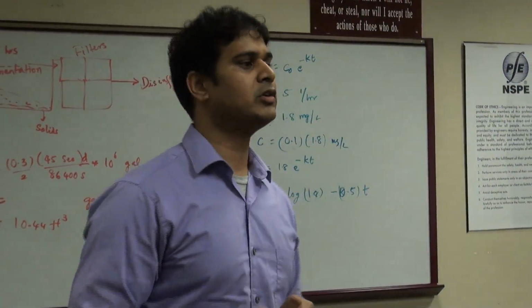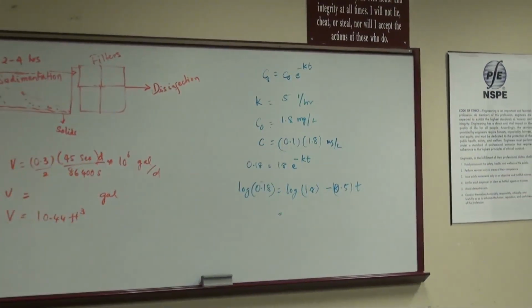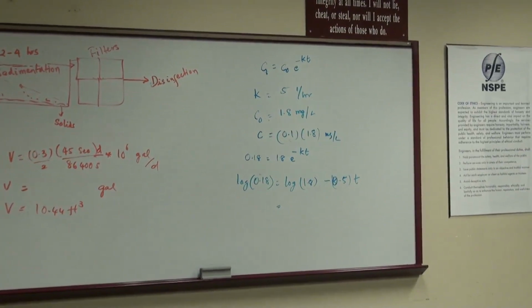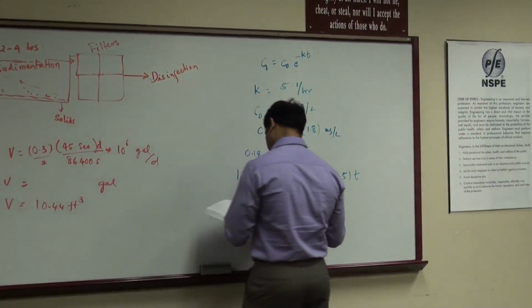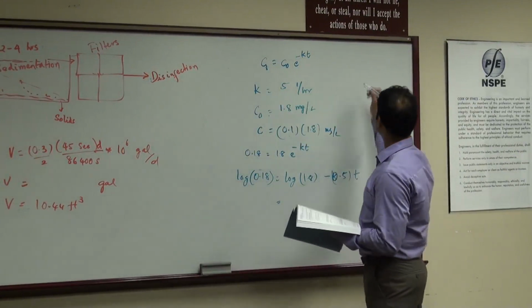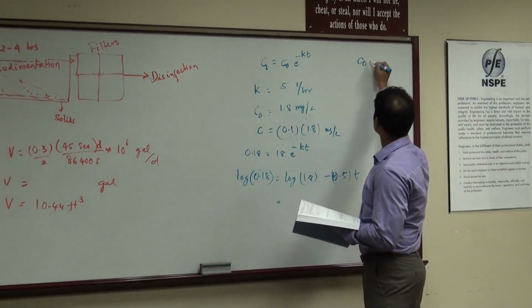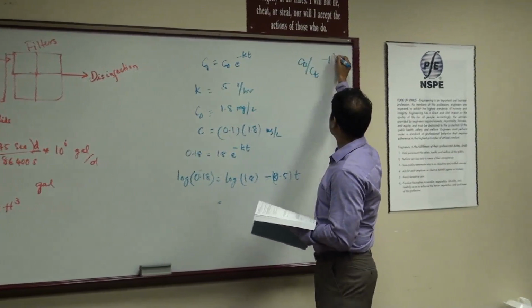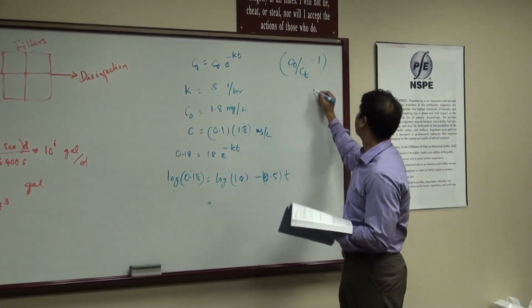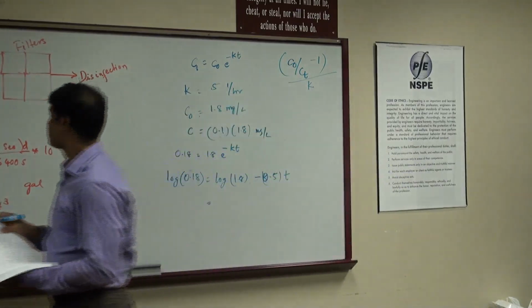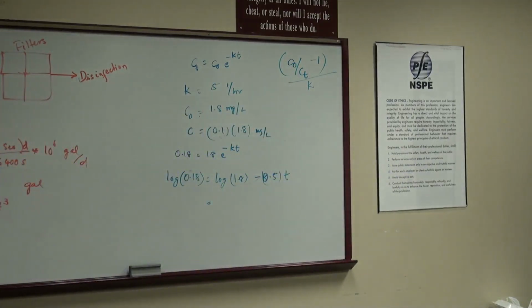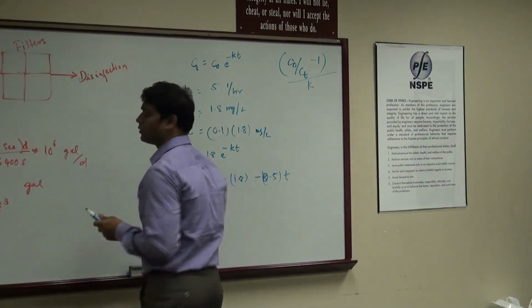In the table, if you notice the table, this is a first order reaction and everything is right. So the formula is C over C naught minus 1 over K. But that gives you negative though. No, that's not going to give a negative.